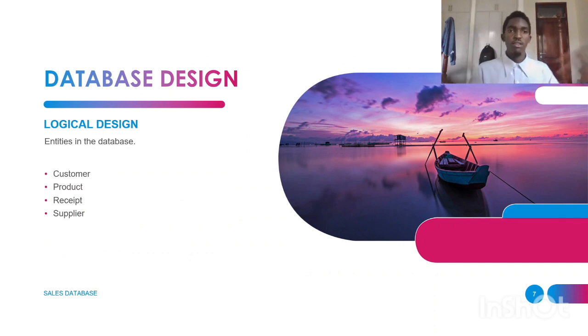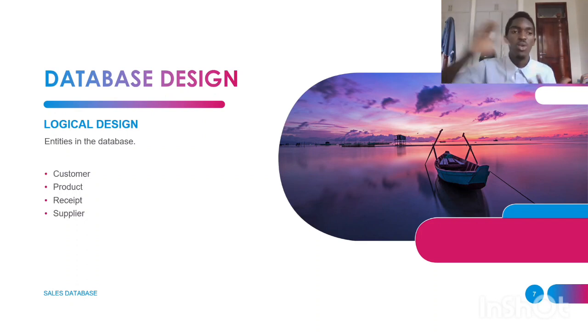All right, so to start with the database design itself, we're going to first take you through the logical design, and the logical design would consist of the entities. What entities are in the database? The database has the customer entity, the product entity, the receipts entity, and the supplier entity. So what is an entity? An entity is like a table. What is that table that is in that database?